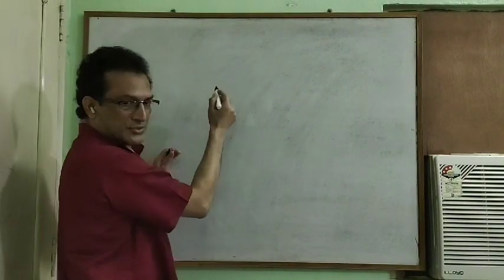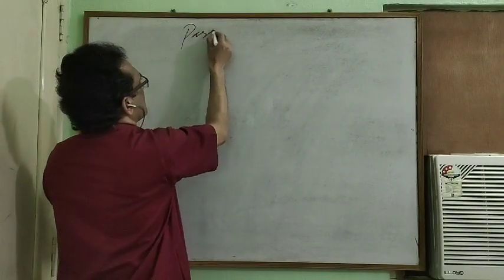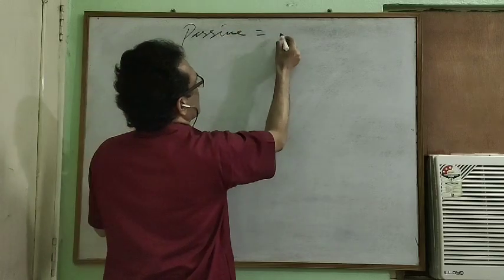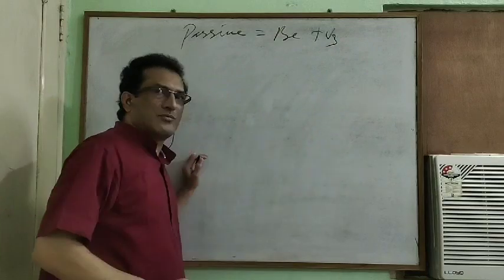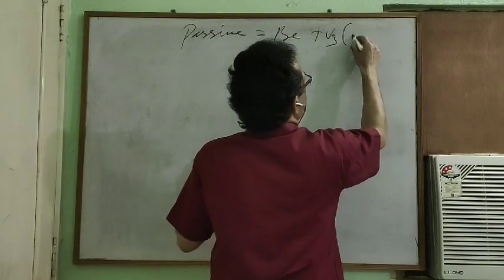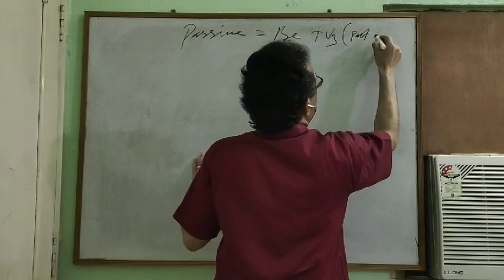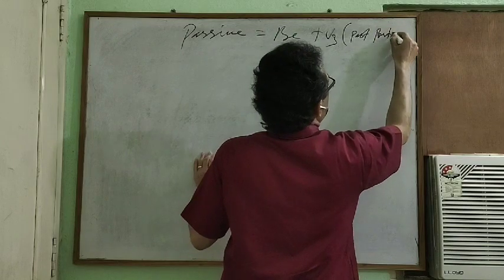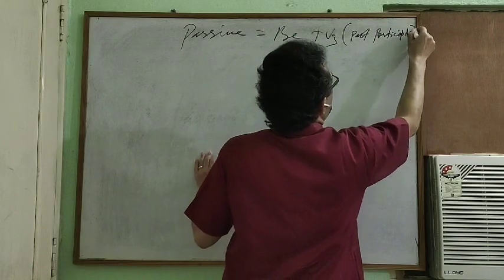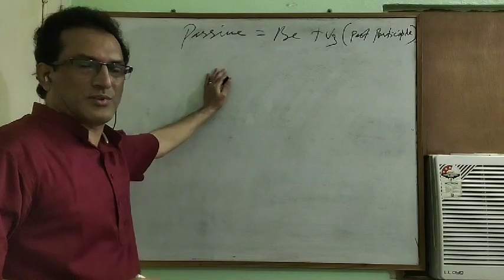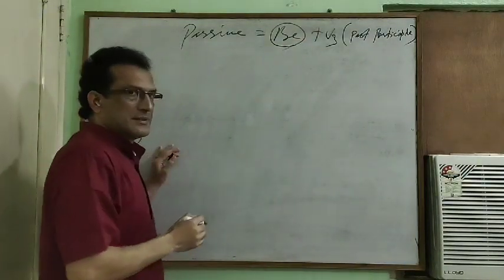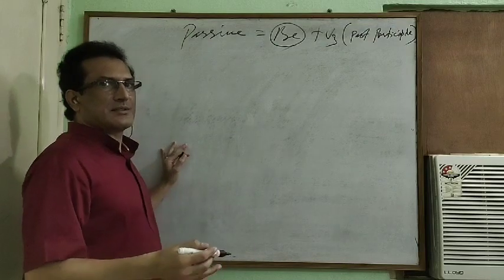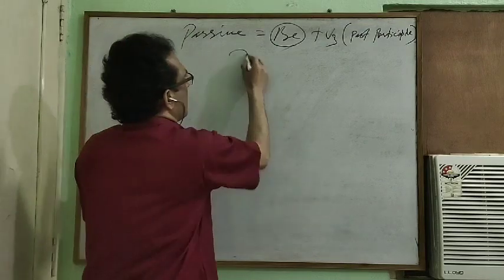So passive is equal to be plus verb 3. Verb 3 means past participle. That is what verb 3 is. Now, this be is essential for making passive voice. So, what are the forms of be?